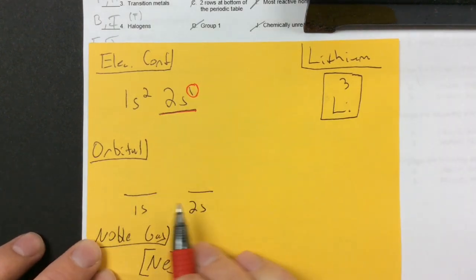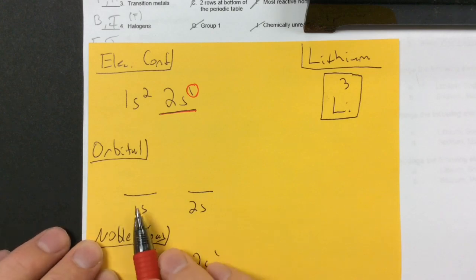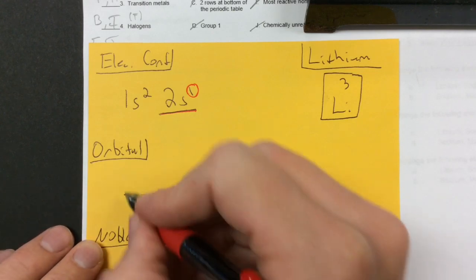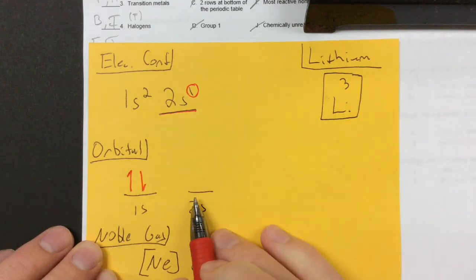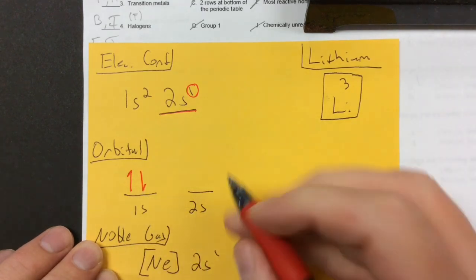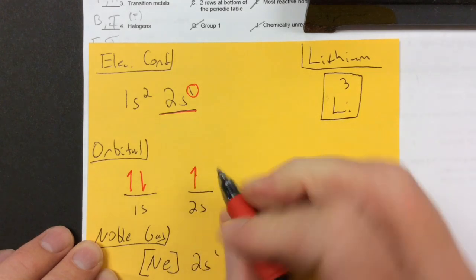Now to do the orbital diagram, we always start for any element with 1s, and we put 2 electrons in any room before we move on to the next room. So we have 2 electrons here, and that makes our 3rd electron.